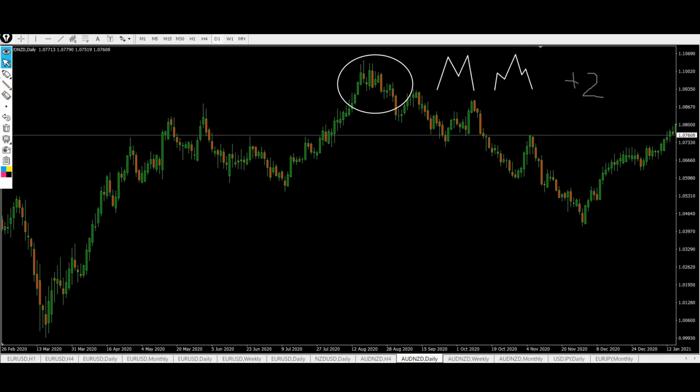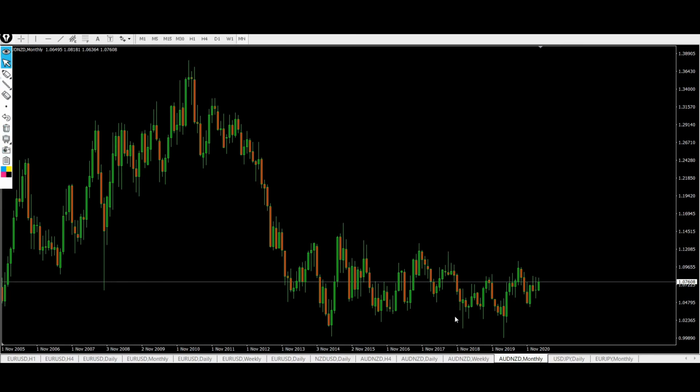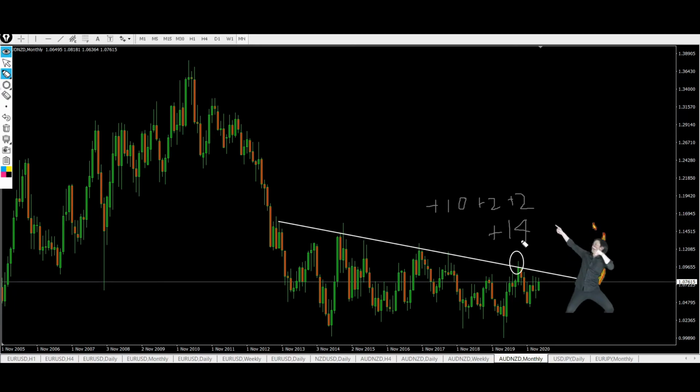Okay, so we'll go back to the monthly chart. So hypothetically, what could have happened is this monthly downward trend line on this touch right here that originally had a +10 future short strength, the lower time frames can actually add strength down, right? +2 for the weekly and +2 for the daily, which will give us a +14 future short strength. Okay.